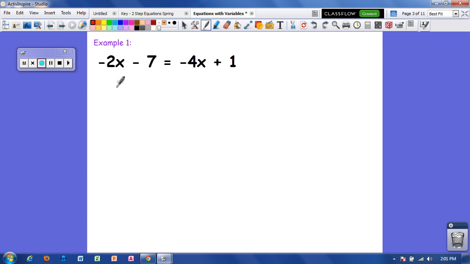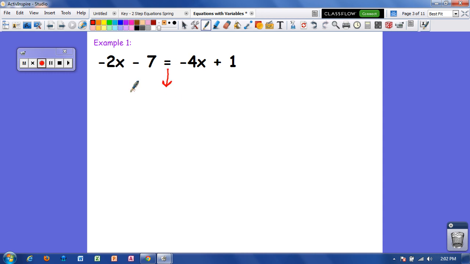Example 1: we have negative 2x minus 7 equals negative 4x plus 1. I want to combine like terms on the same side. On the left, we do not have like terms. This number has a variable, this one does not, so we cannot combine them. On the right side, we have the exact same situation. So we move on to step 2. Now we want to get our variables onto one side of the equal sign.